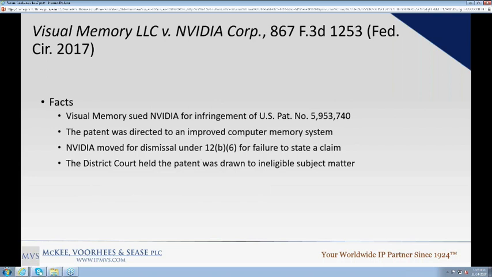So Visual Memory is one of the cases that the Federal Circuit did find was valid under Section 101. Visual Memory sued NVIDIA, the graphic card company, and they do a variety of other things as well in that space. The patent was directed to an improved computer memory system. NVIDIA then said, okay, we're going to move to dismiss for failure to state a claim, as the patent you're making your claims upon is invalid under 101. And the district court held that it was ineligible.